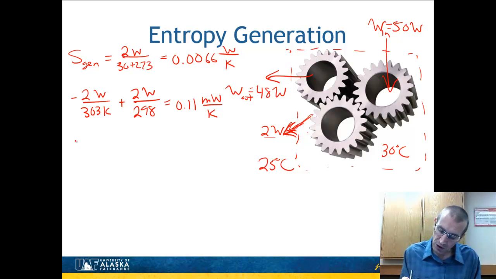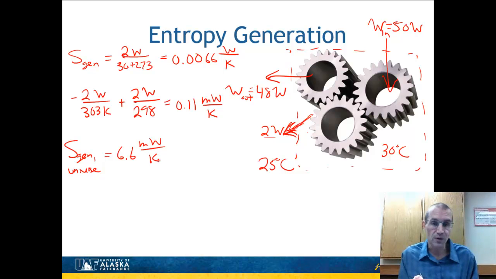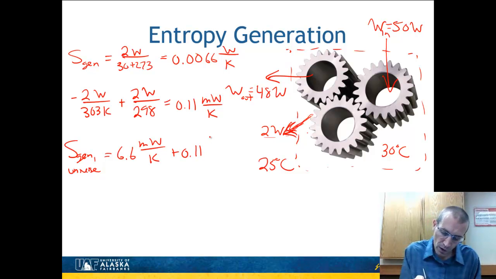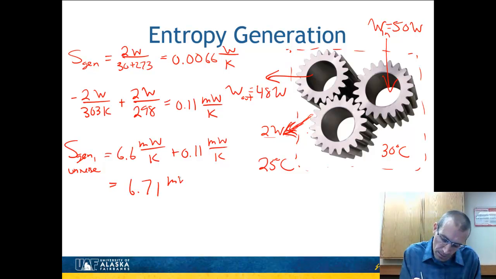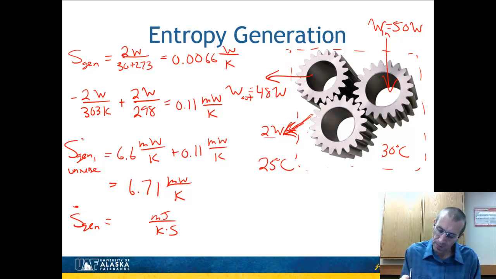And now if I want to know how much entropy is being generated in the entire universe, well, first I've got this 6.6 milliwatts per Kelvin due to friction, and then I need to add my 0.11 milliwatts per Kelvin due to heat transfer, and that's the total entropy increase, which is 6.71 milliwatts per Kelvin. It's being generated in the universe. And again, just the units here, milliwatts, you could also think of this as millijoules per Kelvin second. Right? So that's the rate that entropy is being generated in the universe.